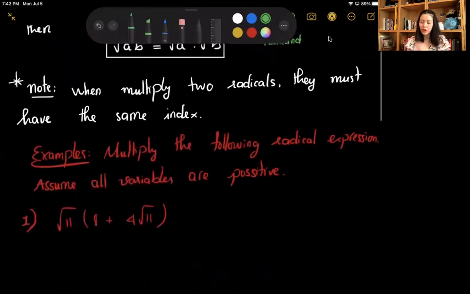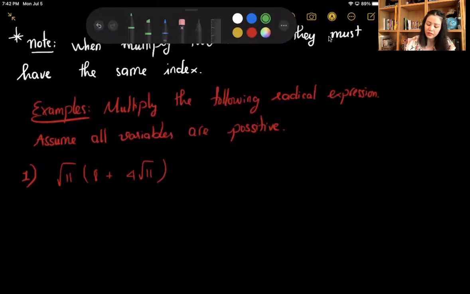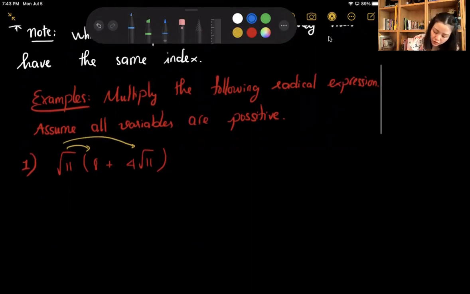Examples: multiply the following radical expression. Assume all variables are positive. I have square root of 11 times quantity of 8 plus 4 times square root of 11. So all I have to do is distribute the square root of 11 into the parentheses, right? So that equals square root of 11 times 8 plus square root of 11 times 4 square root of 11.